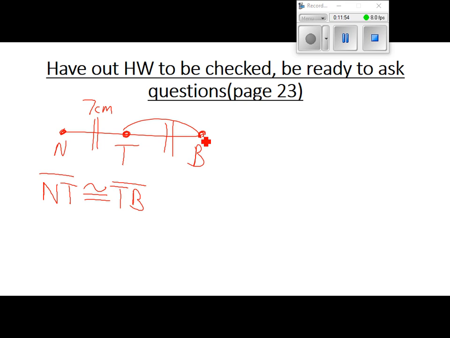So congruent, make sure you know that symbol, make sure you know how to write it out. This says segment NT is congruent to segment TB. This says segment NT equals segment TB. Geometry form, algebra form. Questions on that other page? Good.